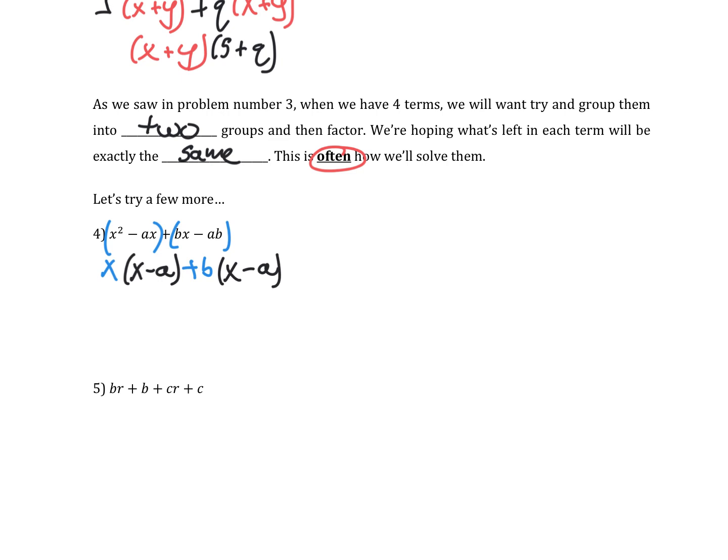Okay, I can see now that x minus a is common to both the x and the b in blue, which means I can factor out that x minus a. And what I'm left with is the x plus b. Okay? So what I want you to do is try factoring number 5 here. Hit pause for a second. Try factoring number 5 and then see if, once you hit play, you get the same answer I do.